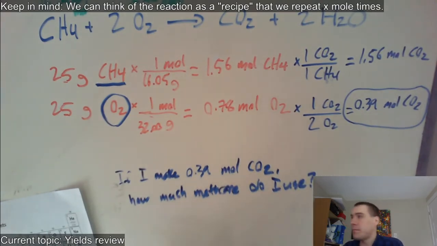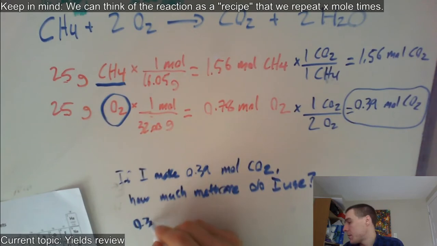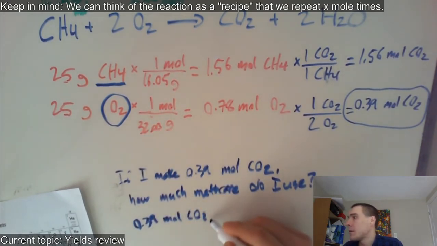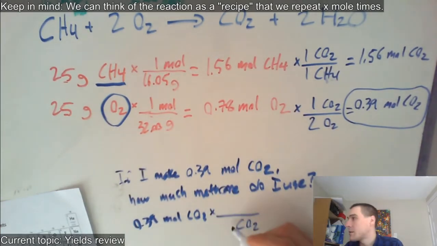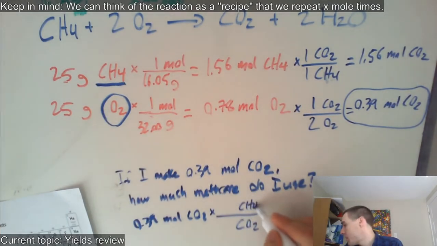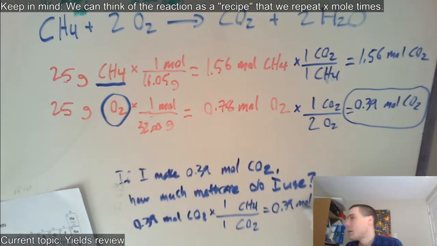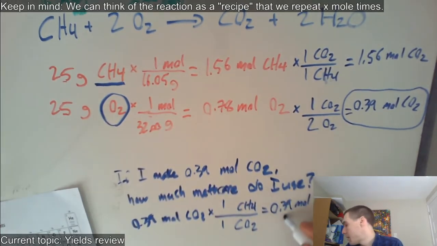So that requires a conversion. 0.39 moles of CO2. I'm going to take it through our mole ratio. Now CO2 is on the bottom. We want to cancel CO2, and we want to figure out how much methane, which is CH4. It's a 1-to-1, so it's 0.39 moles of methane.